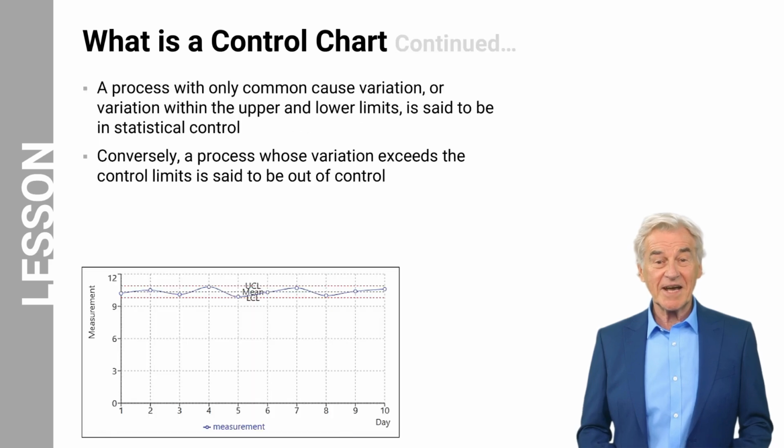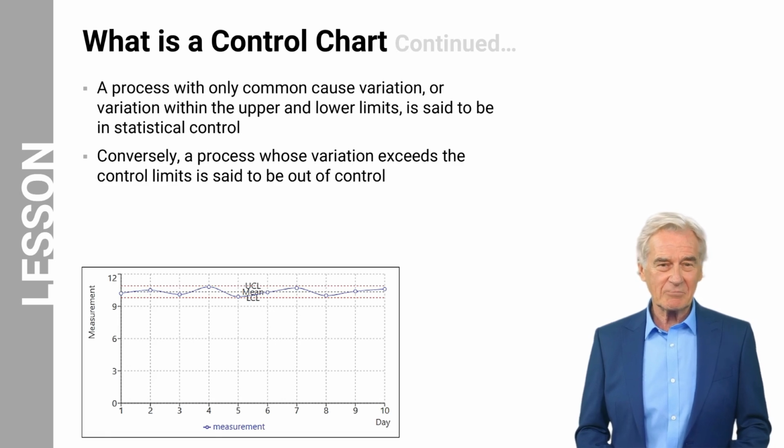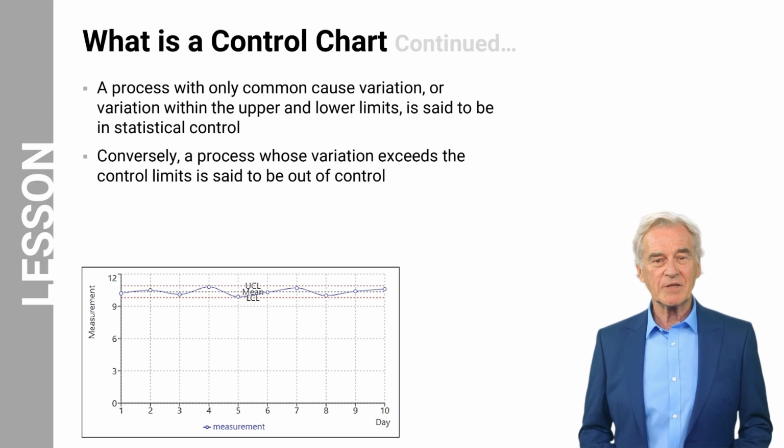A process can either be in control or out of control, based on the control limits. A process with only common cause variation, or variation within the upper and lower control limits, also known as UCL and LCL, is said to be in statistical control. Conversely, a process whose variation exceeds the control limits is said to be out of control.